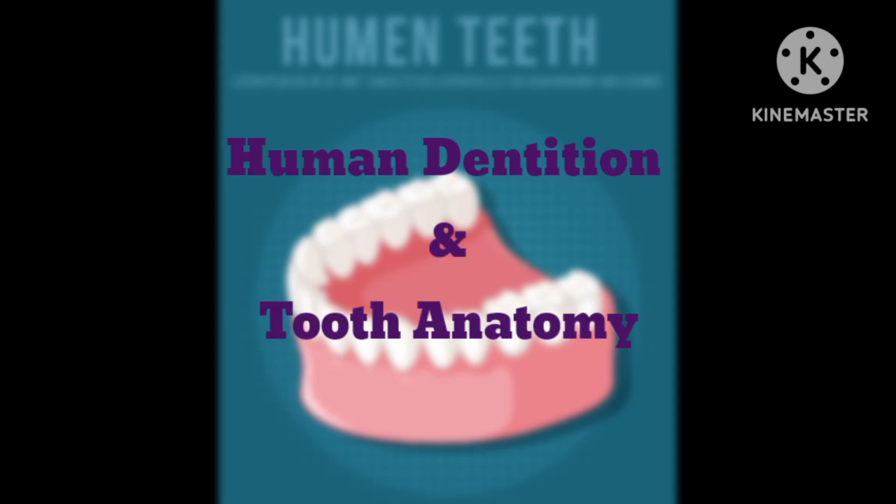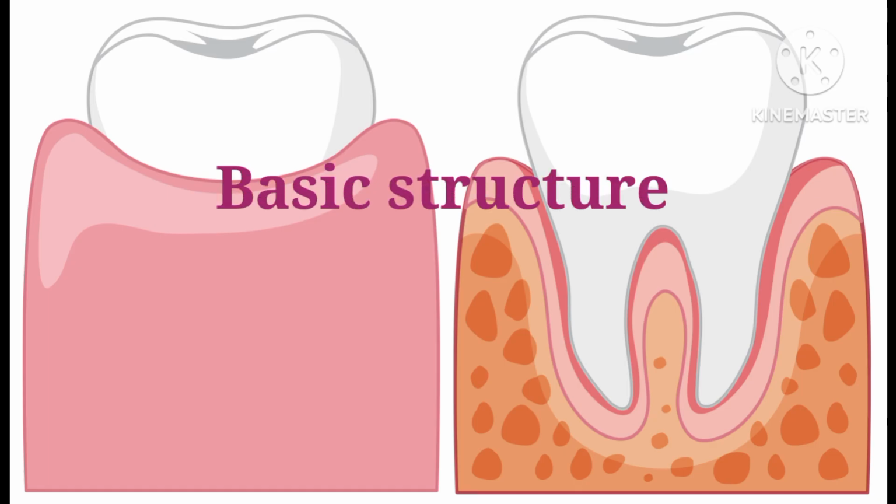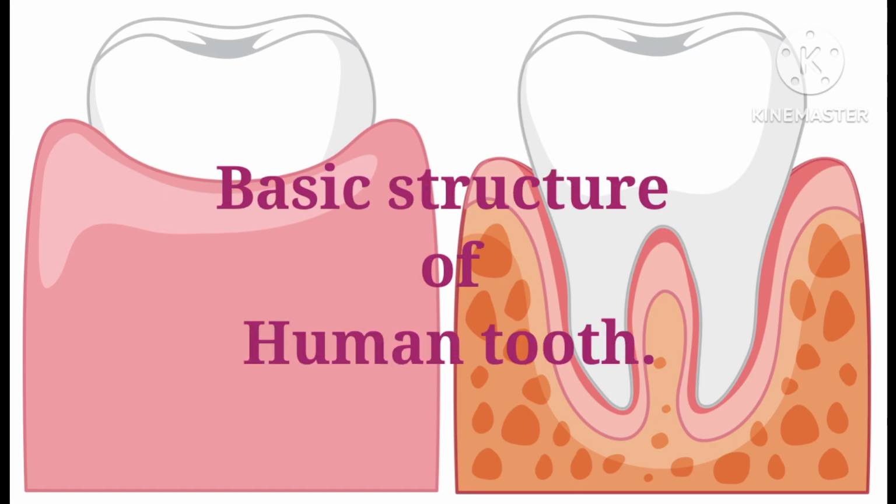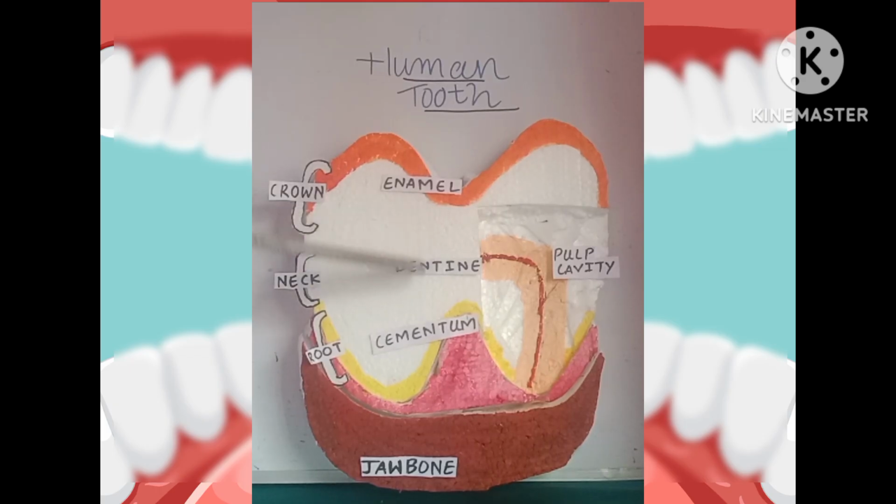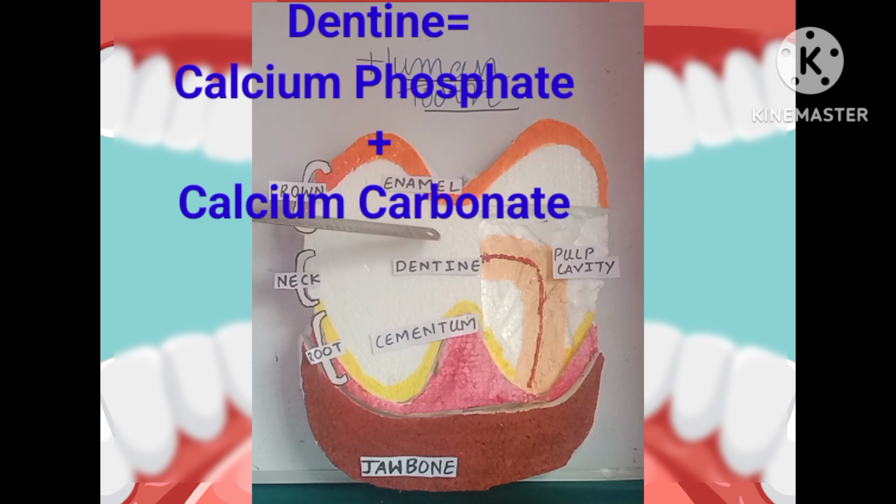Human dentition and tooth anatomy. Basic structure of human tooth. Major portion of human tooth is the dentine. Dentine is made up of calcium phosphate and calcium carbonate.